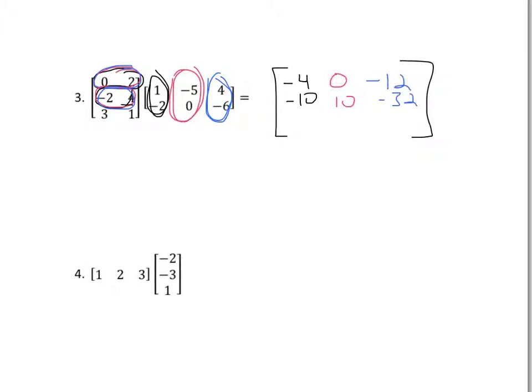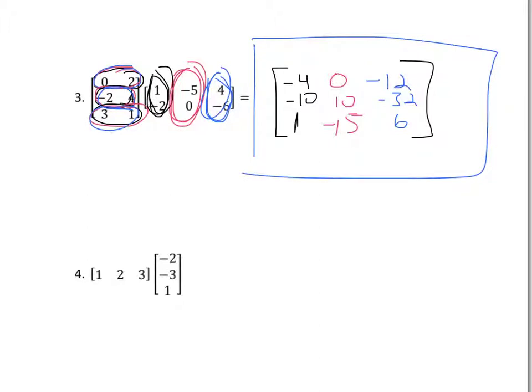And same thing with the third row. Third row, first column, is 3 minus 2, which is 1. The second one is negative 15 plus 0, so it's negative 15. And the third one is 12 minus 6, which is 6. That is the correct answer. All right, one last try. I know that one's a lot more complicated, but if you just follow the pattern, it works out pretty easily.